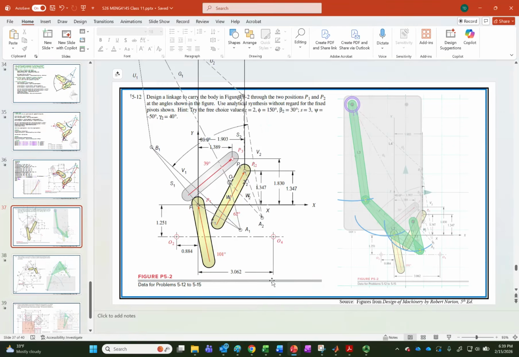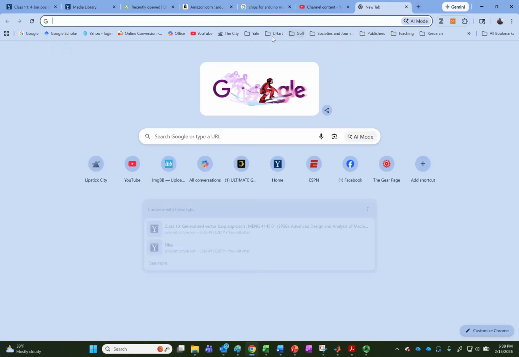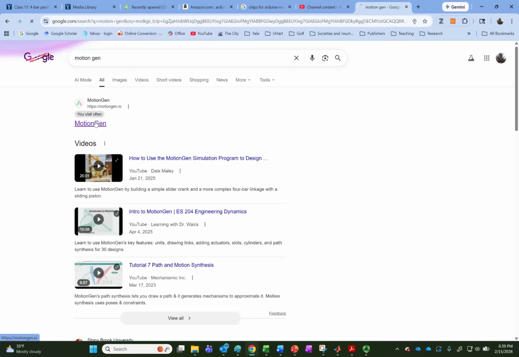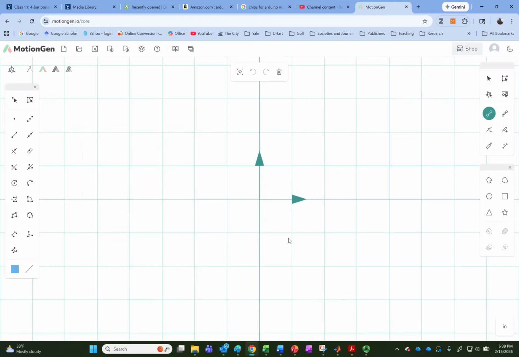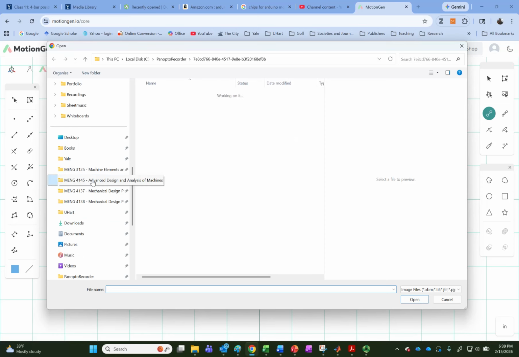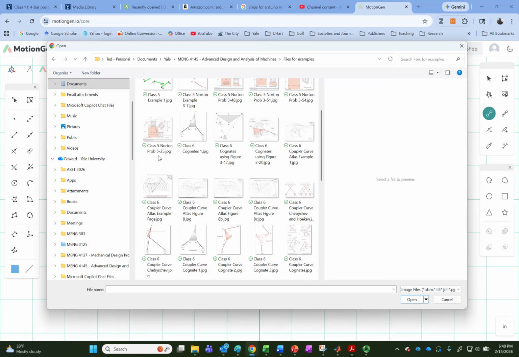I can even go through it a little bit and go through motion gen, and load it up. And one of my choices, let's see, boom, here, files for examples. Is that what I wanted? Files for examples, or did I want something else?